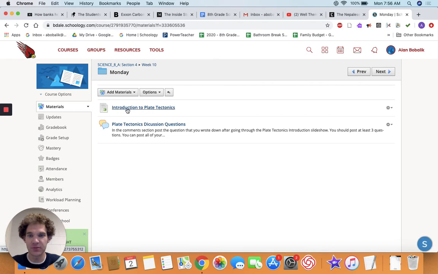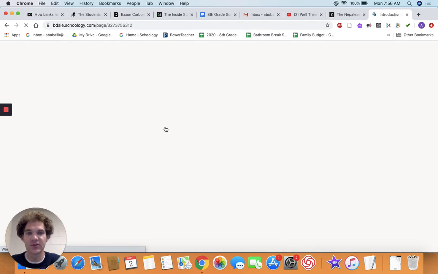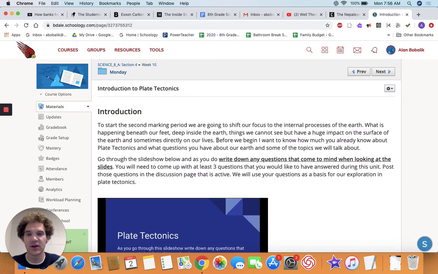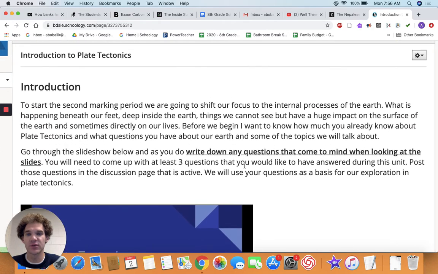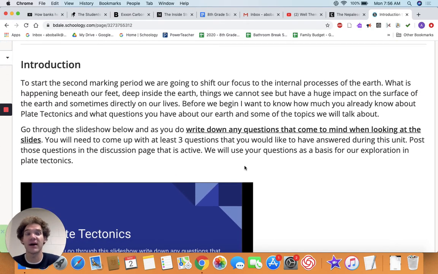Monday, Introduction to Plate Tectonics. Here's what this page says. Relatively short. To start the second marking period, we're going to shift our focus to the internal processes of the Earth. What is happening beneath our feet, deep inside the Earth, things that we cannot see, but things that have a huge impact on the surface of the Earth and sometimes directly on our lives. Before we begin, I want to know how much you already know about plate tectonics and what questions you have about our Earth and some of the topics we will talk about.